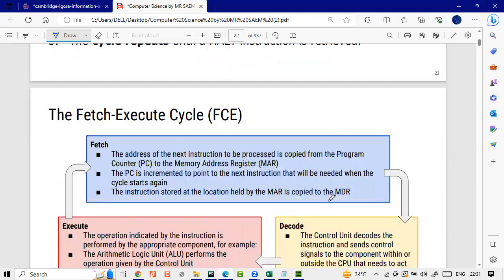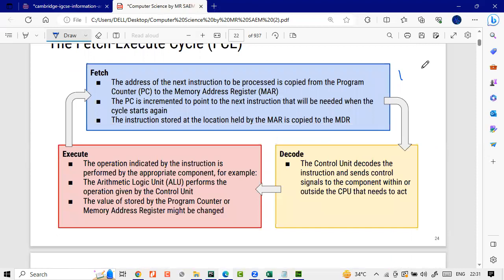What does the fetch-execute cycle actually mean? Now let's discuss this, which is important. Fetch, decode, and execute. Fetch means the address of the next instruction to be processed is copied from the program counter to the memory address register. The PC is incremented to point to the next instruction that will be needed when the cycle starts again. The instruction stored at the location held by the memory address register is copied to the MDR, where your data is stored.